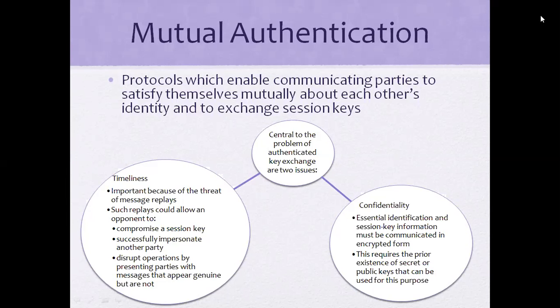Next, successfully impersonate another party. Next, disrupt operations by presenting parties with messages that appear genuine but are not. These are all the timeliness factors which influence mutual authentication. There may be chances for all of these, and each and every point plays a key role. Sometimes the sender may replay the message, sometimes you may allow an opponent, and sometimes the session key is compromised. All of these are with respect to timeliness.